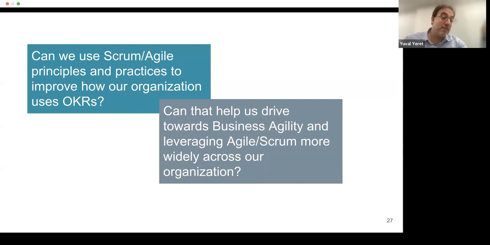I think, and I've seen, we can use Scrum and Agile principles and practices to support how the organization uses OKRs and to help us drive towards business agility. Whether that's by using Scrum theory like empiricism and empowerment and continuous improvement, whether that's by using concrete Scrum and Agile practices like product ownership and sprints and sprint reviews.